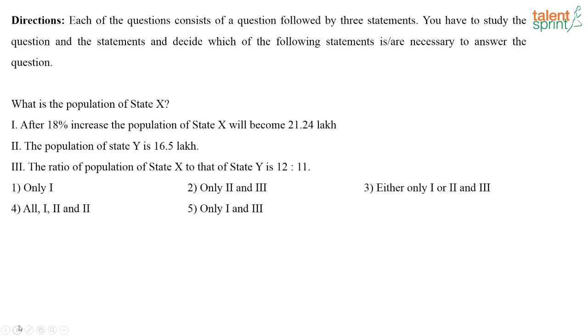Now, what is given here? A lot of you are giving me the answer to this question as option 3. So let us look at this question. What are they saying? What is the population of state X? The first statement says, after an 18% increase, the population of state X will become 21.24 lakhs. I have to find out the population of state X. See, there is an 18% increase in population and now the population has become 21.24 lakhs. So very easy, right? If the population was X, now there is an 18% increase and this has resulted in a population of 21.24 lakhs. I can find out the value of X using the given information.